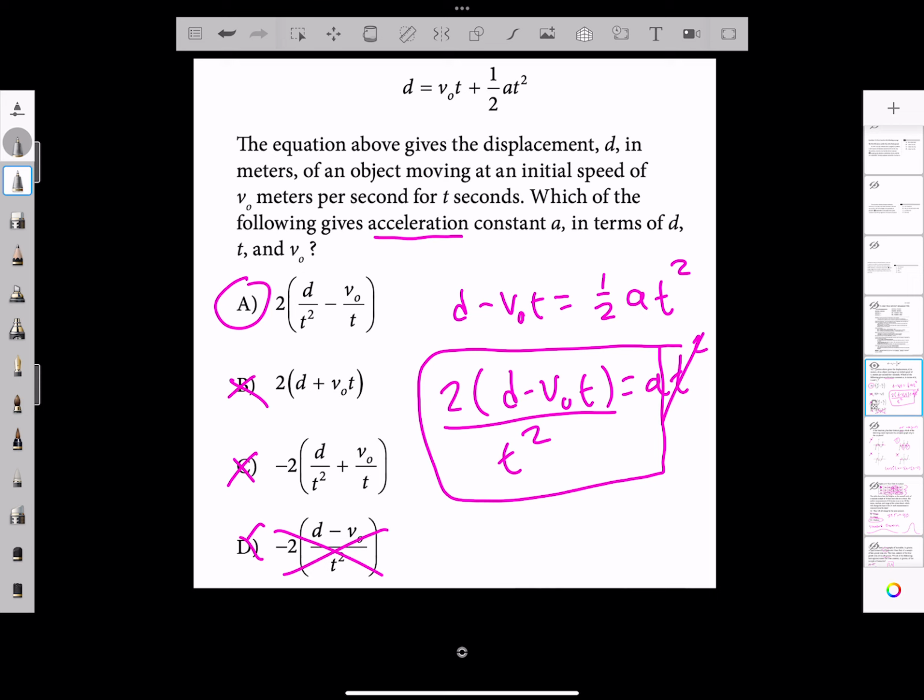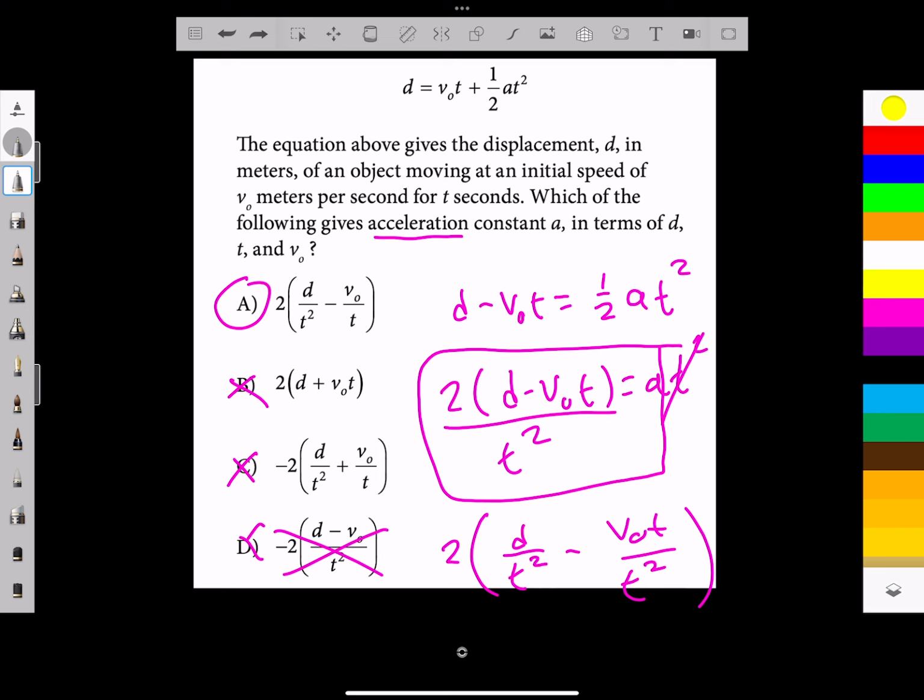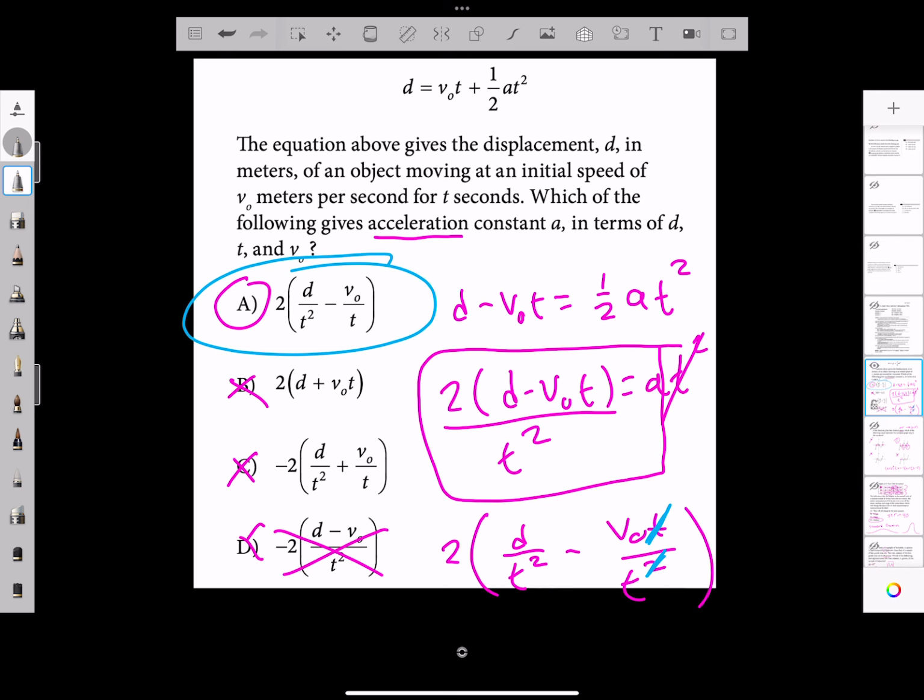And the reason it's A is because we can split this up into two different fractions. So we can have 2 and then d over t squared, v naught t over t squared, right? So that over that, and then that over that. And the 2 just stays outside. And we see the t here will cancel with one of the t's on the bottom, which leaves us with exactly that.